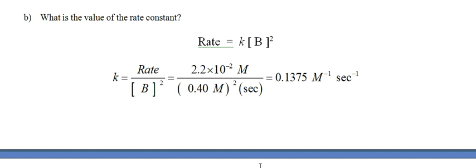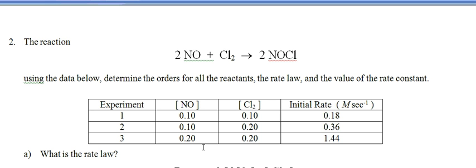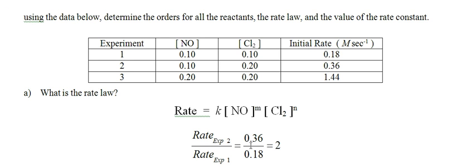Sorry about that. Looking at number 2, again, we want to try to find where the concentrations are the same. So it looks like in experiment 2 and experiment 1, and then in experiment 3 and experiment 2. So first of all, write out the rate law. And again, we don't know what the orders are yet, so we have to determine that through math.